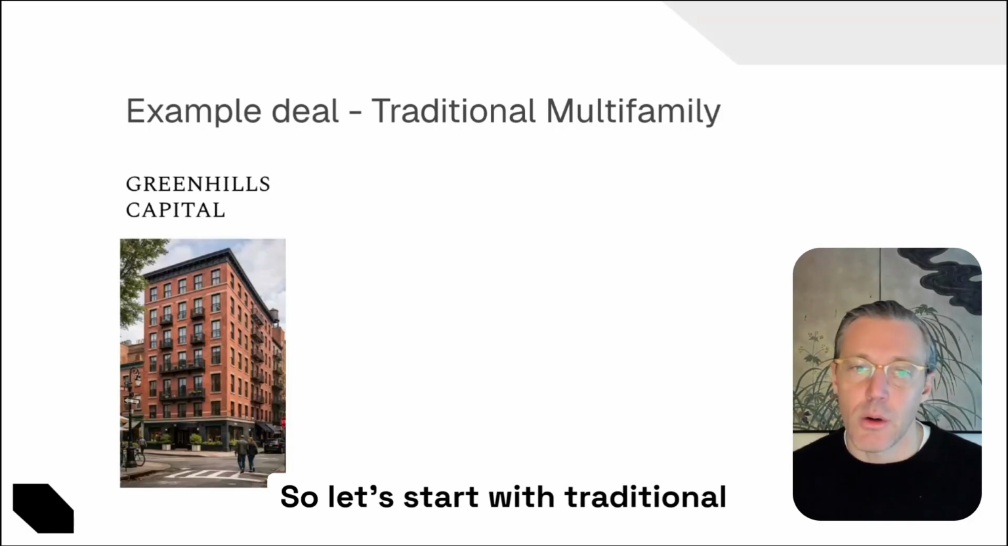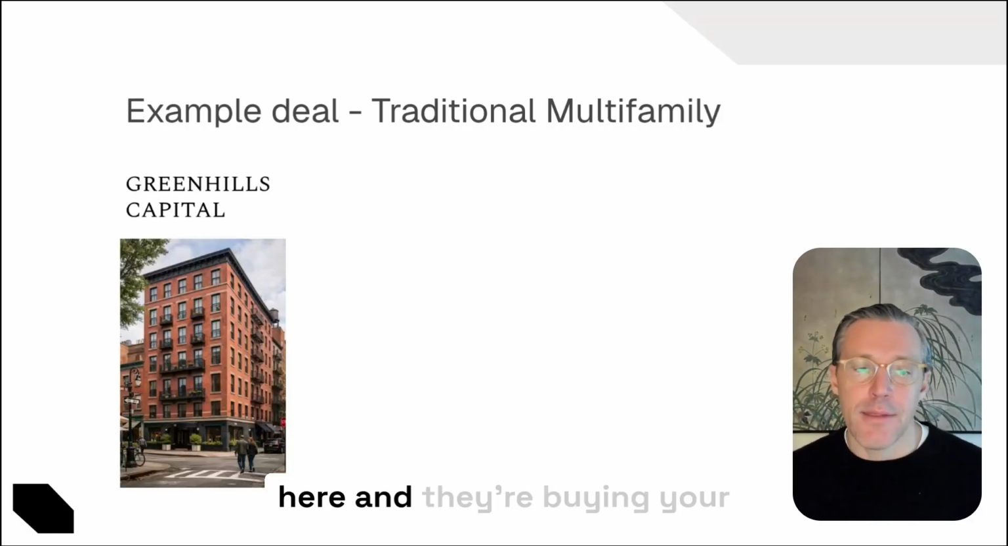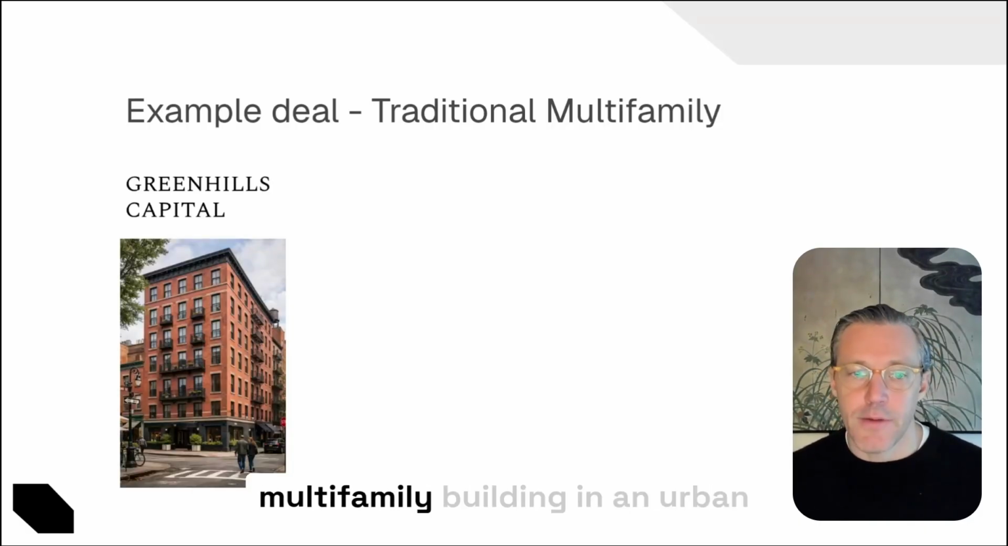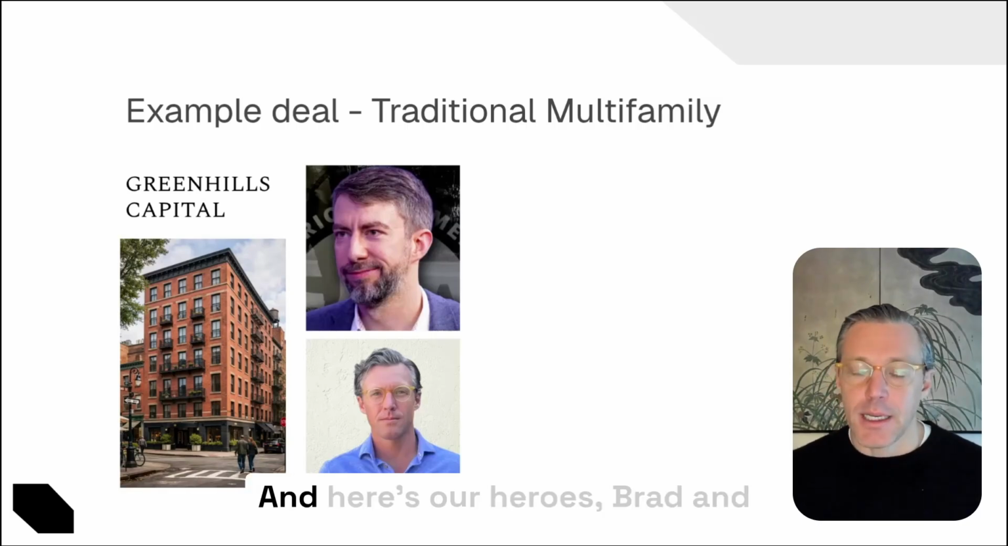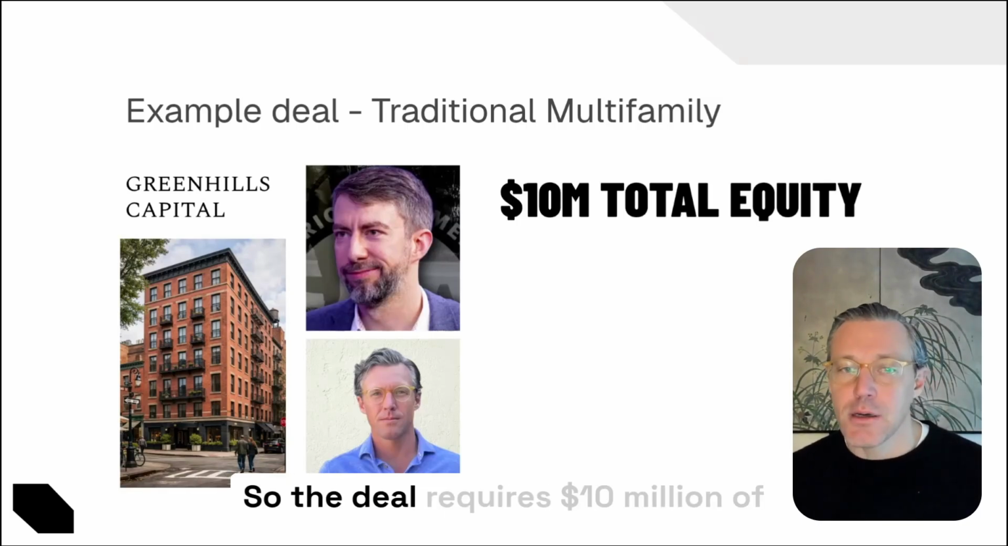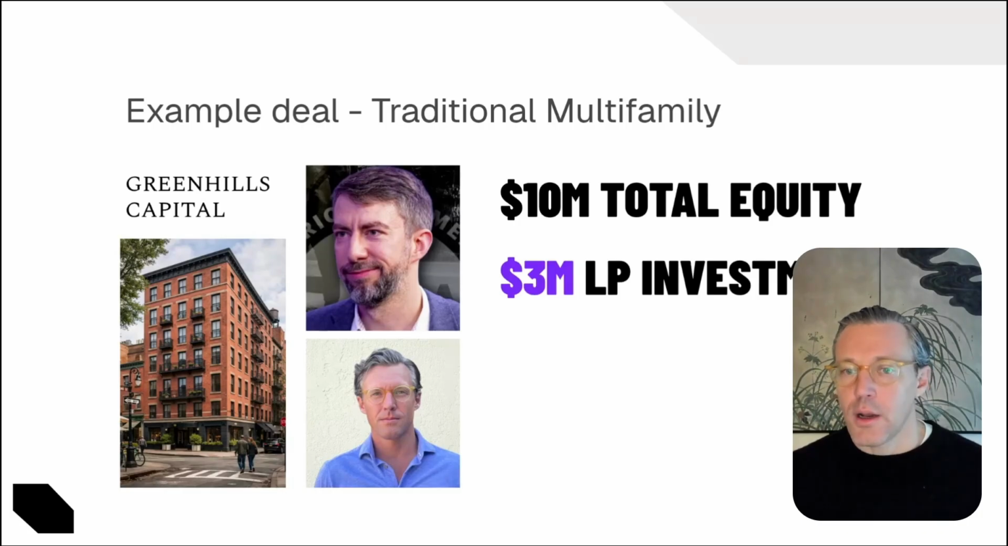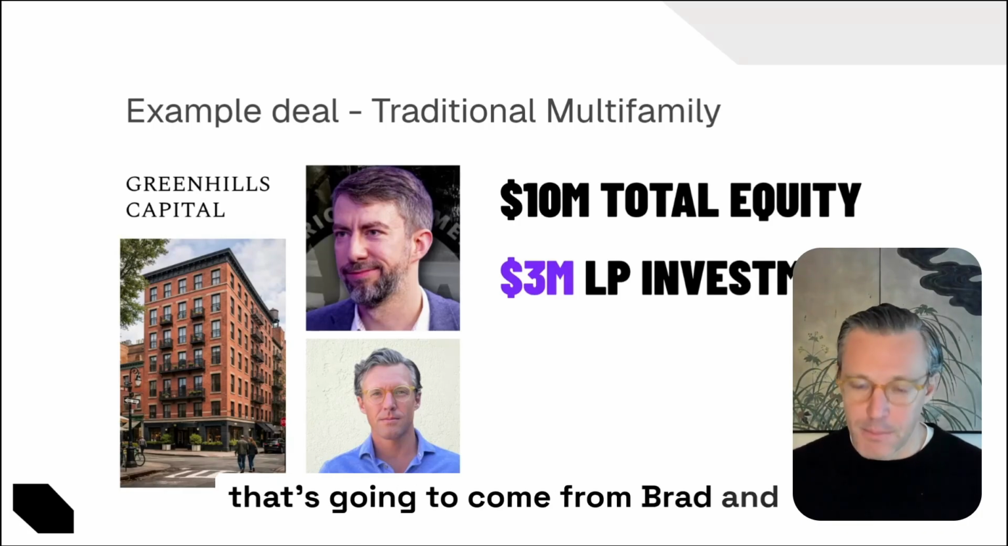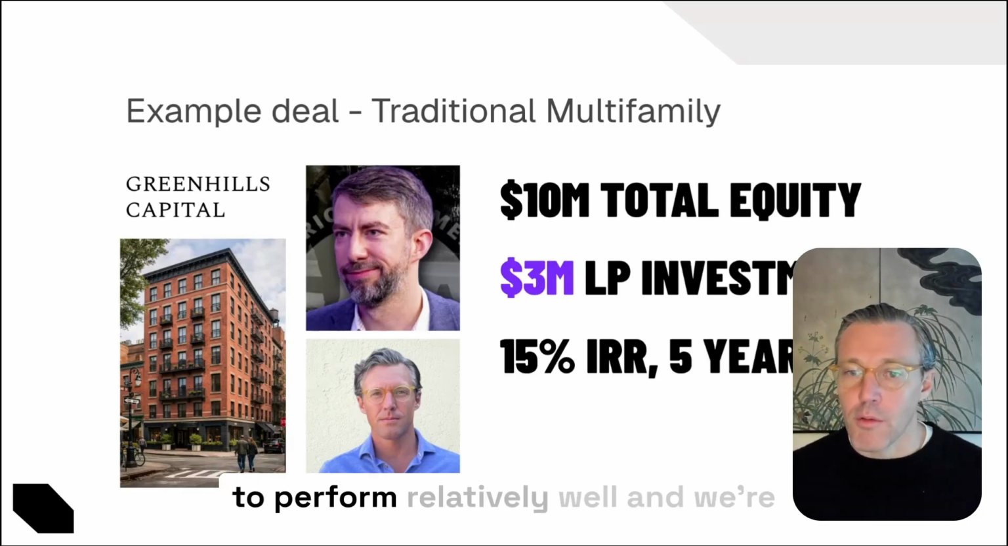So let's start with traditional multifamily. So we've got Green Hills Capital here, and they're buying your standard kind of small to mid-sized multifamily building in an urban city. And here's our heroes, Brad and Paul, who are going to come in and invest in this deal. So the deal requires $10 million of total equity. There's a $3 million investment that's going to come from Brad and Paul. And generally speaking, it's going to perform relatively well.